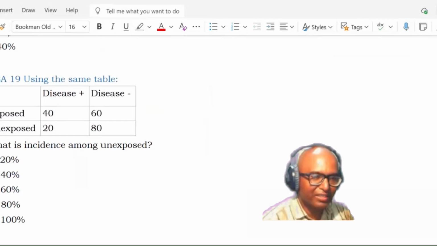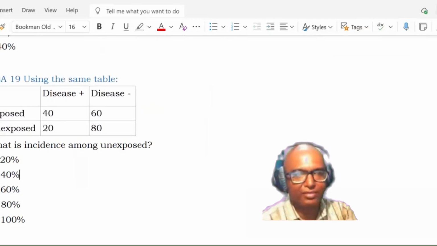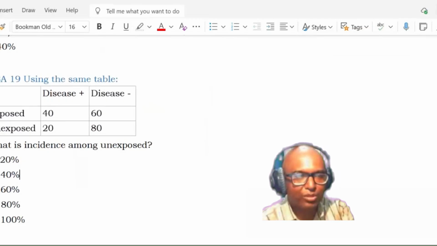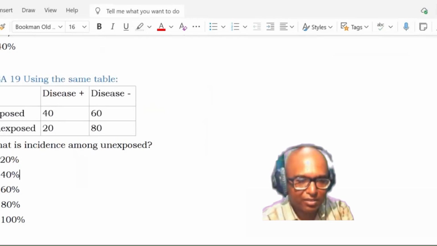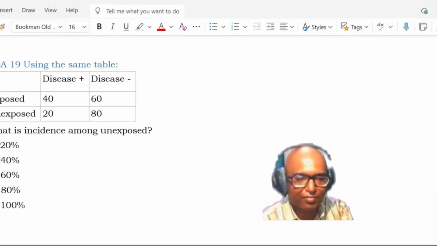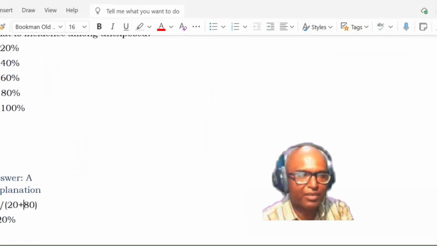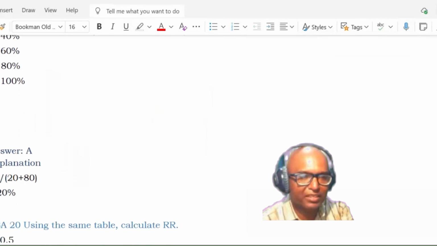Diseased here are 20, here they are 40, and here the total is 100, here also the total is 100. So incidence here is 40%, incidence here is 20%. That is why I said A upon A plus B, C upon C plus D is the incidence. So 20 upon 20 plus 80.